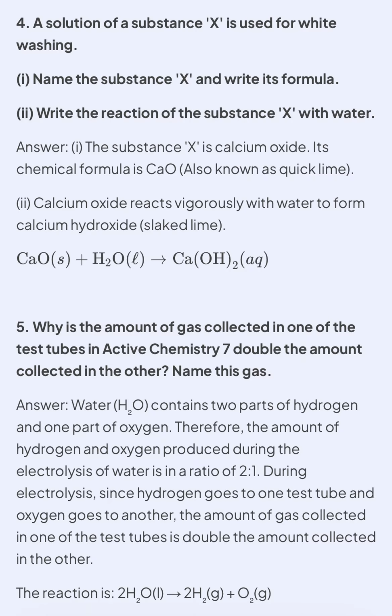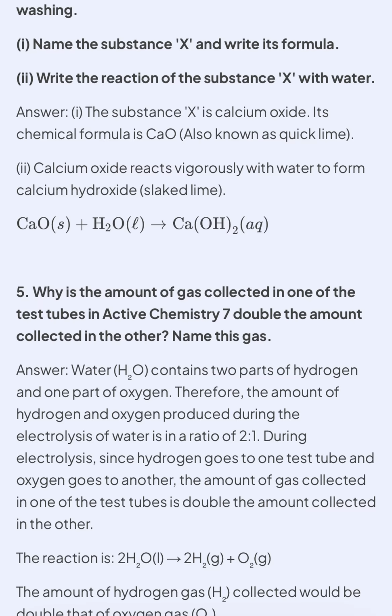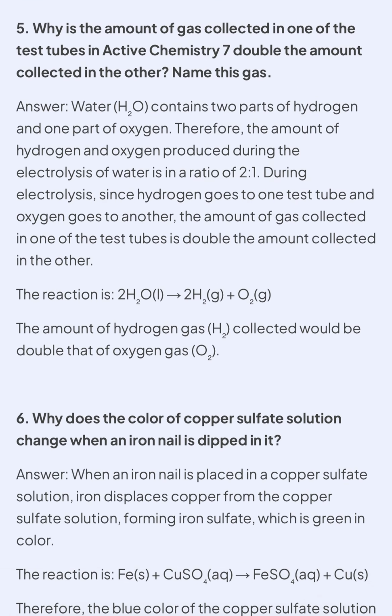5. Why is the amount of gas collected in one of the test tubes in Activity 1.7 double the amount collected in the other? Name this gas. Answer: Water, H2O, contains 2 parts of hydrogen and 1 part of oxygen. Therefore, the amount of hydrogen and oxygen produced during the electrolysis of water is in a ratio of 2:1. Since hydrogen goes to one test tube and oxygen goes to another, the amount of gas collected in one of the test tubes is double the amount collected in the other. The reaction is 2H2O(l) → 2H2(g) + O2(g). The amount of hydrogen gas collected would be double that of oxygen gas, O2.